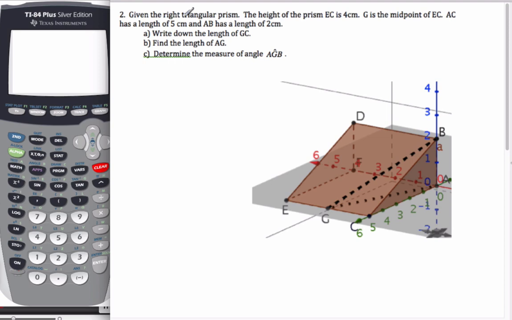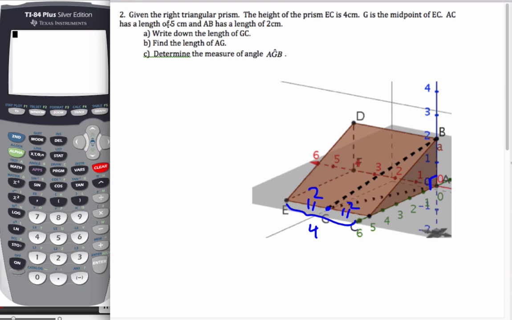We're given a right triangular prism. So that means this triangle is the base and it is a right triangle here. The height of the prism, EC, is 4. So this height here is 4. G is the midpoint of EC, so that's the midpoint. So that means these are equal, which means they're both 2 centimeters.